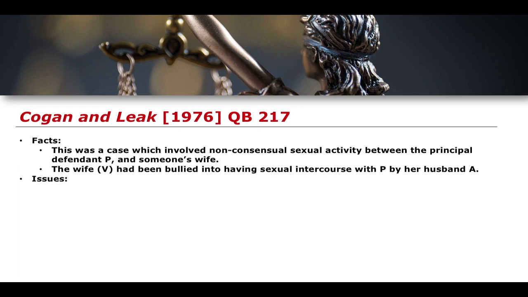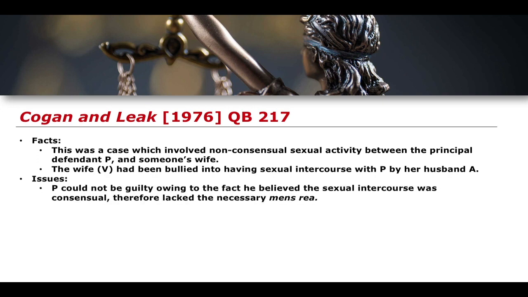Now, the issues here are quite interesting because the principal defendant could not be guilty of having non-consensual sexual activity, i.e. rape or any of the other offences that are listed, owing to the fact that he had reasonable belief that the sexual intercourse in question was consensual. He had not known about the fact that the accessory had been bullying his wife into having sexual intercourse with him, and so therefore lacked the necessary mens rea. But he still had the actus reus. He still committed the act, should I say, being more precise with my language, by having sexual activity with the victim.